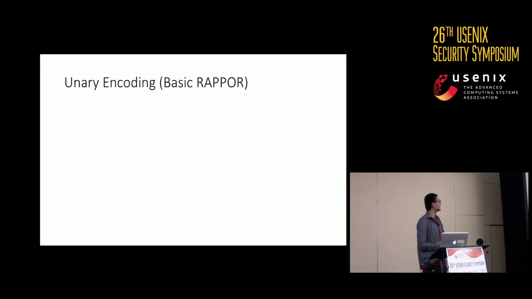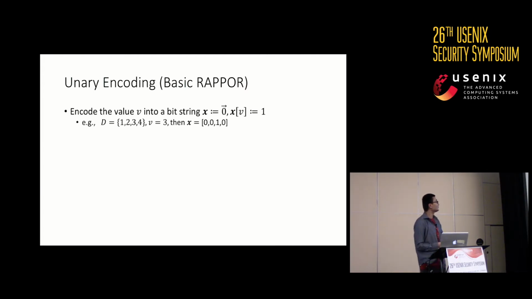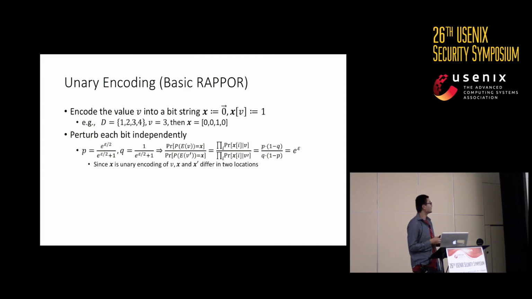The second protocol is called Unary encoding, or basic one-time RAPPOR in the RAPPOR system. In this protocol, each user first encodes the value into a bit string, and then perturbs each bit independently. So for example, if big D is 1, 2, 3, 4, V is 3, then X is 0, 0, 1, 0, and each bit is then perturbed independently by setting P and Q. P is the probability that this bit is preserved or not preserved. So if we set P and Q to be these values, this also satisfies epsilon LDP.